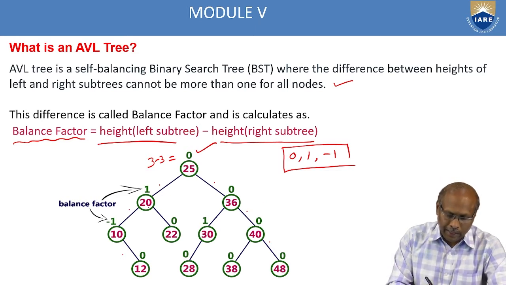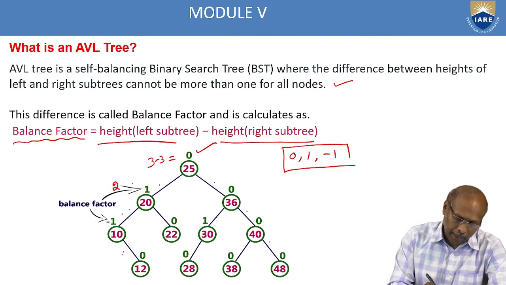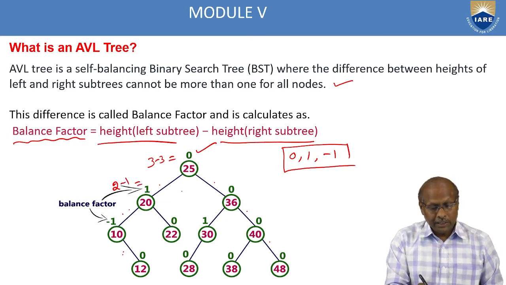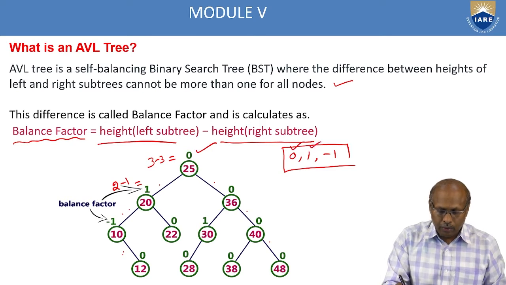Similarly, the balance factor for 20. How much is it? It is 1. How is it 1? Because you have to calculate the left subtree height as well as the right subtree height. The left is 1 and 2, so 2, minus the right height, which is 1. So 2 minus 1 is 1. So 0 is allowed as well as 1 is allowed.